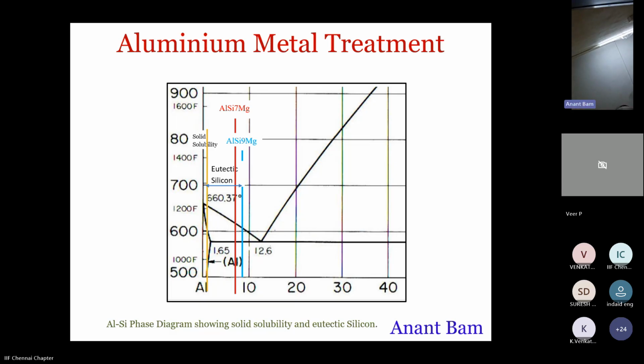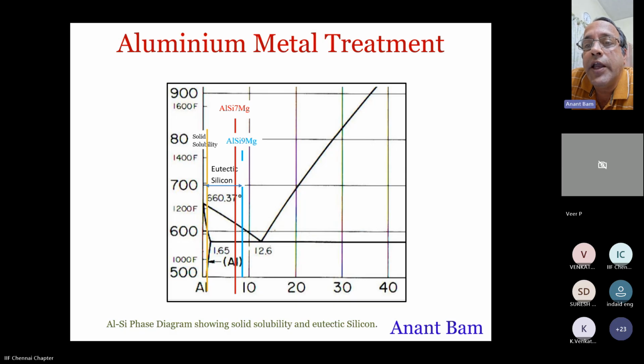First is the solid solubility line. Then there is the red line, which represents 7% silicon, the most popular alloy: LM25 or AlSi7Mg or A356. All these three alloys come into the same segment, that is 7% silicon, 5.5% here and there.